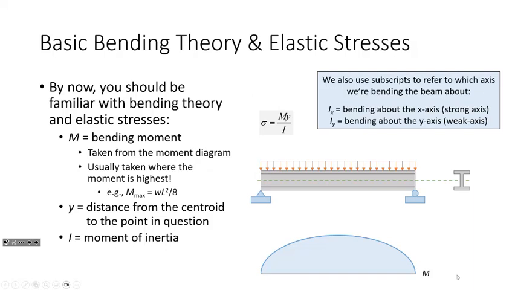So for an element like this, we're probably interested in finding bending stress at either the top of the beam or the bottom of the beam, because that's where the bending stresses are going to be the highest. And in terms of left to right, we're probably interested in the middle, because that's where the maximum moment is. Okay? Does that make sense?